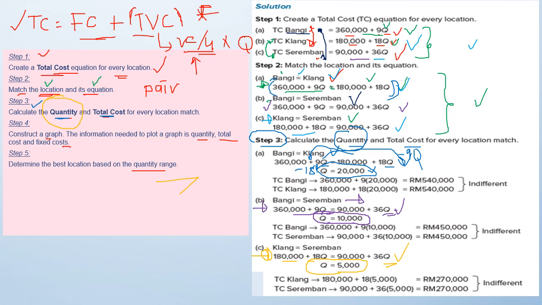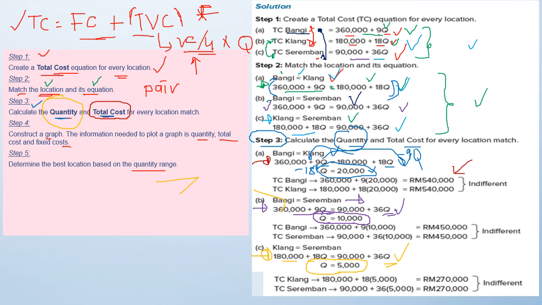Okay, next one to do is to calculate the total cost, still in step number 3. So total cost calculation is calculated over here, right below the quantity calculation. How to calculate the total cost? We just refer to our equation for that match.